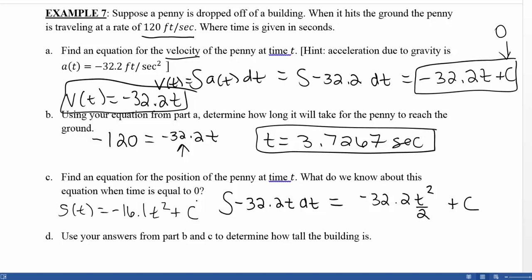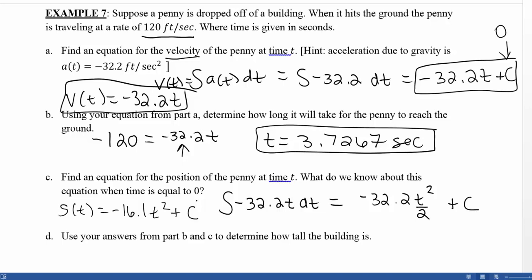So, as you can imagine, part D wants to know: use your answers from parts B and C to determine how tall the building is. So how do we put this together? Remember, in part B, we determined that it took 3.7267 seconds to fall from the top of the building all the way to the bottom, which means that if we plug 3.7267 seconds into my position function, the position after that time will have to equal 0, because that's the point where I hit the ground.